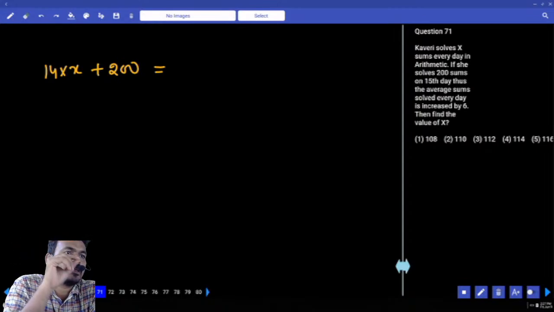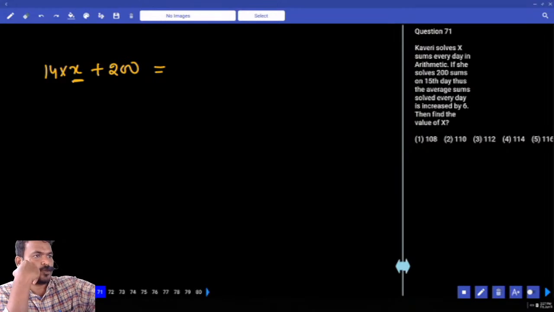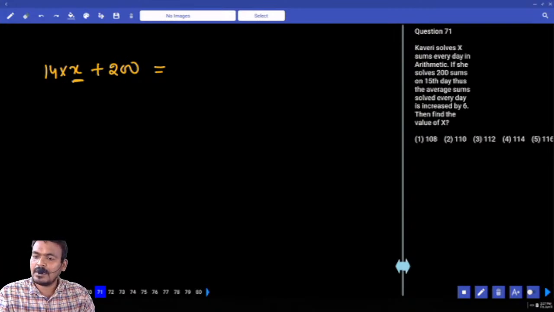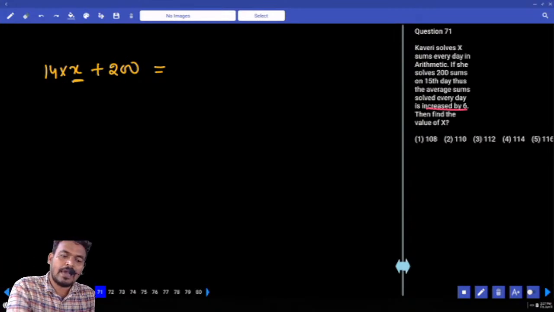But average is increased by how much? 6 or 7? 6. In previous one, what is the average value? X. Every day X means 14 days also average value X or not? What is the 14 days sum? 14 into X. 14 into X is the 14 days sum plus 15th day 200 sums are solved. After adding 200, we get the total 15 days sum or not? But average is increased by how much? 6. What is the average value originally? X. Present average X plus 6. That is the average of how many days?